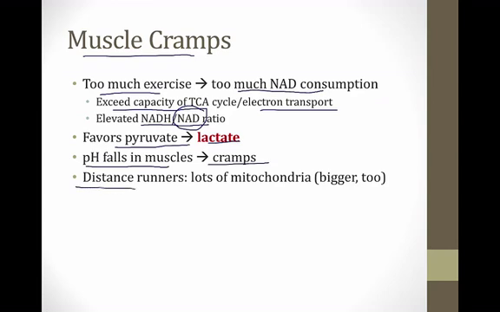And long distance runners have lots of mitochondria and larger mitochondria so that this doesn't happen and that they can continue to use the electron transport cycle and keep the level of lactic acid inside of their muscles low.